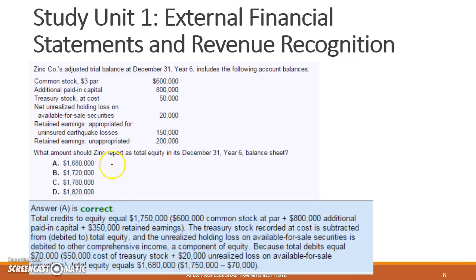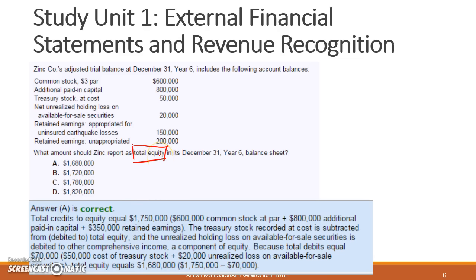Okay, so what is the requirement of the question? The requirement is saying what amount should Zinc report as total equity in its 31st of December year 6 balance sheet, right? So what we have to calculate? That's right. That happens to be total equity.